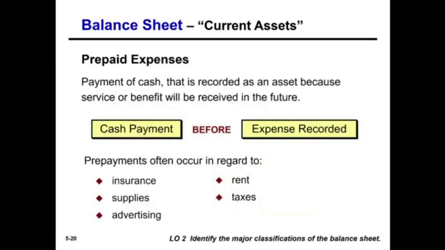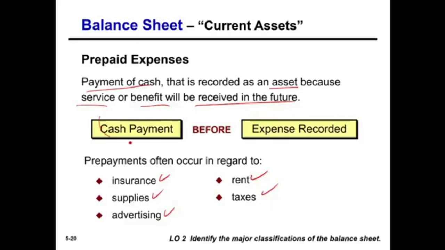Prepaid expenses, generally speaking, are not an important number. They're usually a small amount in relationship to other assets. What are prepaid expenses? Prepaid expenses are payments of cash that are recorded as an asset because the service or the benefit will be received in the future. You prepaid your rent, your insurance, your supplies, your advertisement, or your taxes.